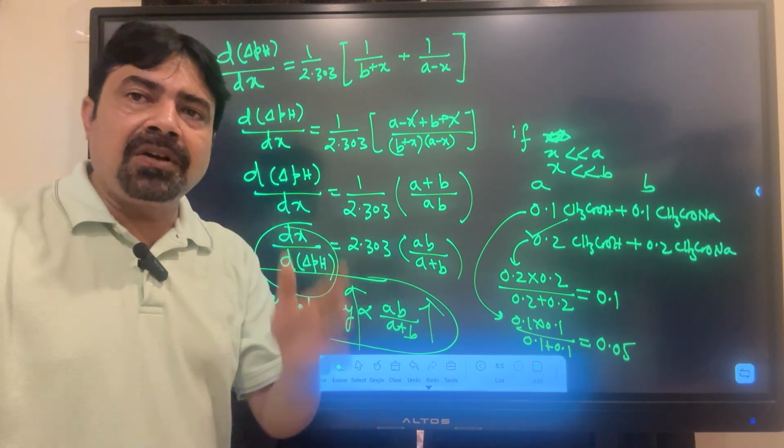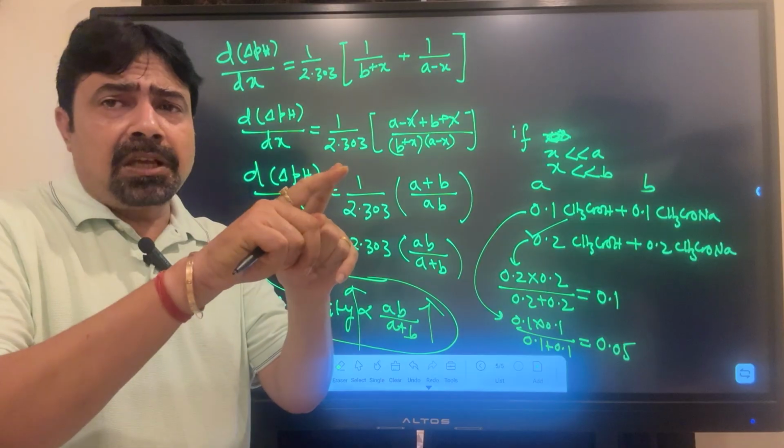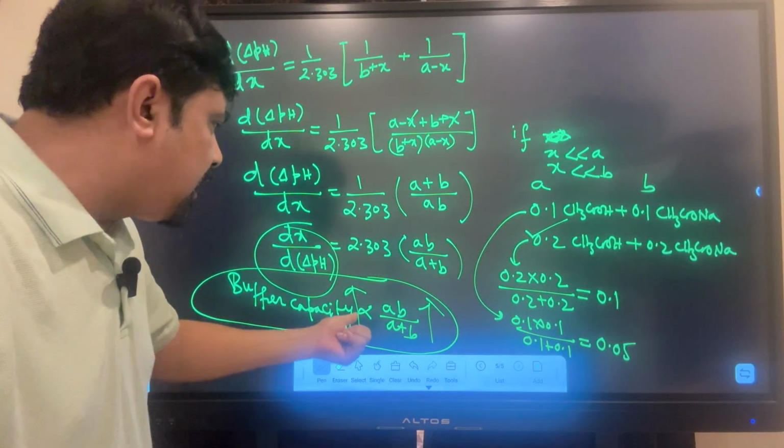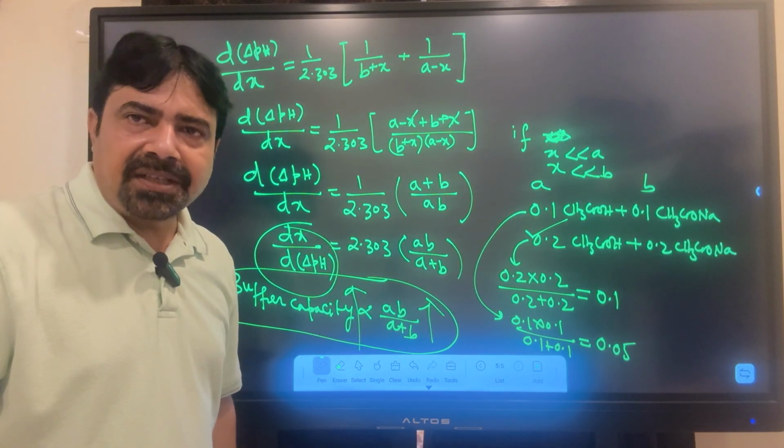One year JEE Advanced asked a question based on this idea. They gave one graph where the maximum buffer capacity was there and how you can calculate AB by A plus B. Is it clear?